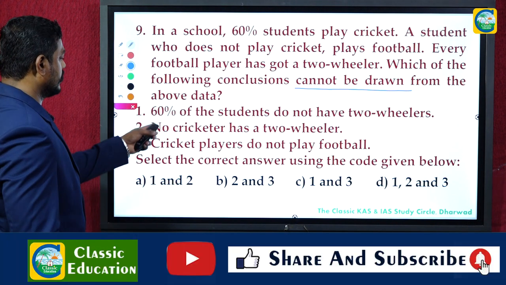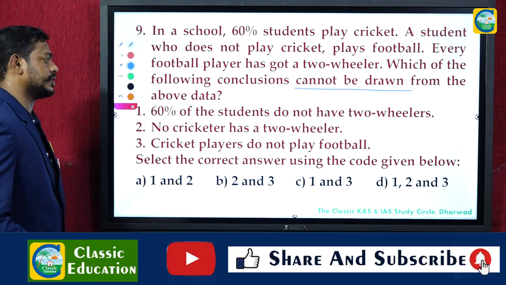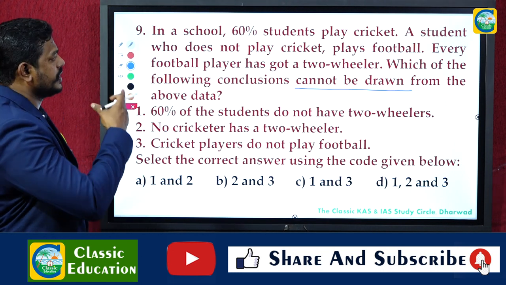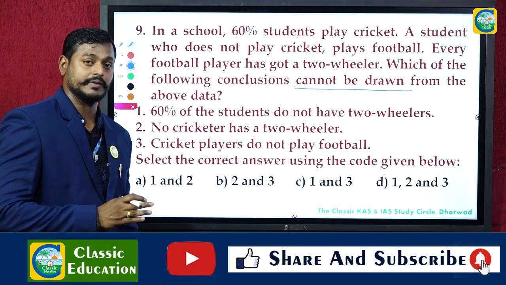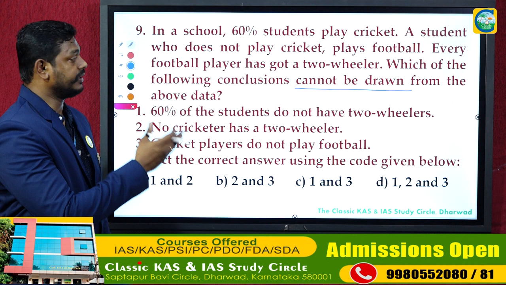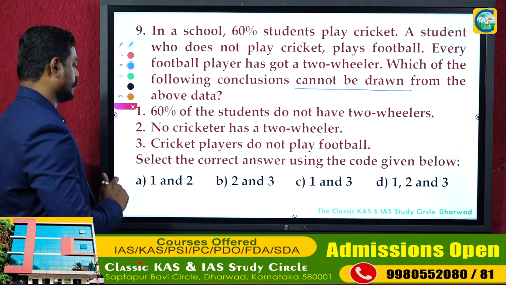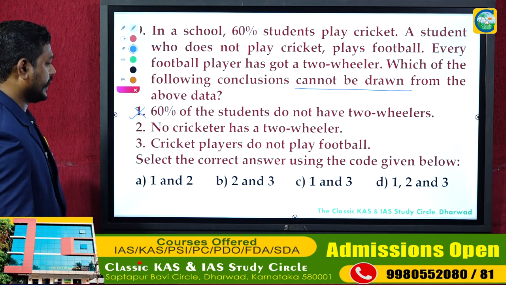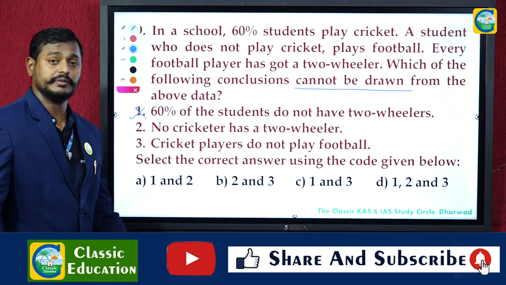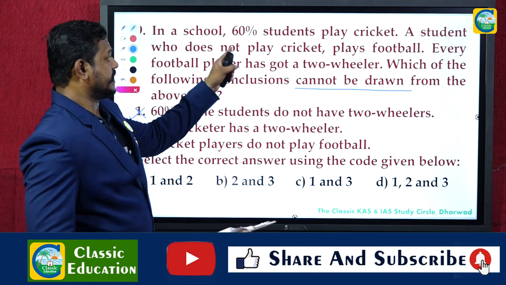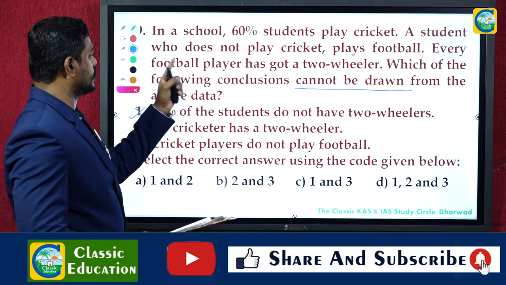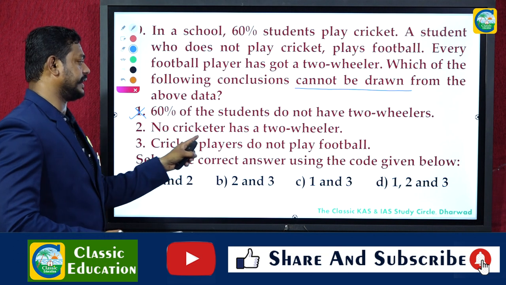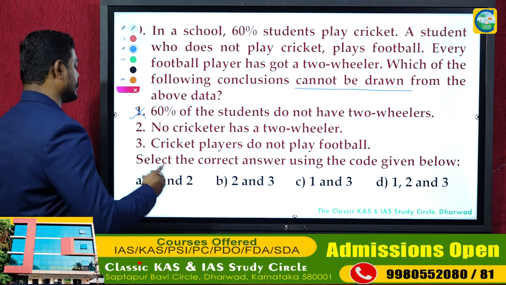First, we'll check the options here. The first option is 60% of the students do not have two-wheelers. We can't say, friends. Why? Because they have not given the proper information. 60% of students play cricket, that's it. They didn't tell about the two-wheelers, they only said the two-wheelers about the football players. So this cannot be drawn. Next option: no cricketers have two-wheelers. They didn't mention that one also. We can't judge that one either.